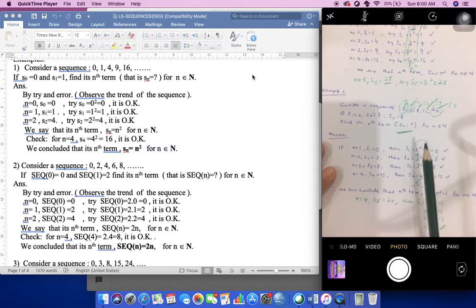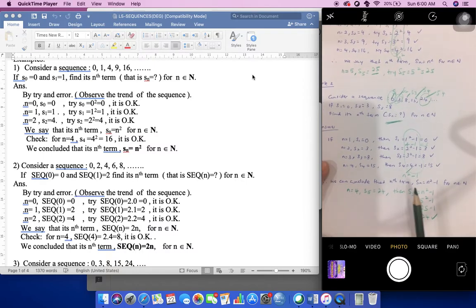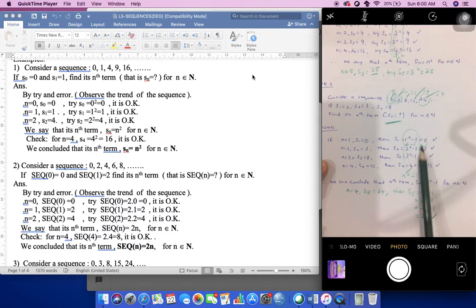Okay, for this formula also, we want to create a formula. The formula is Sn equal to n power of 2 minus 1. When you get this formula, you will get the list of sequence.